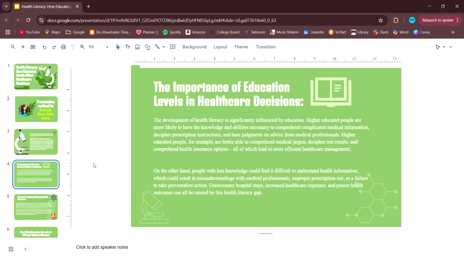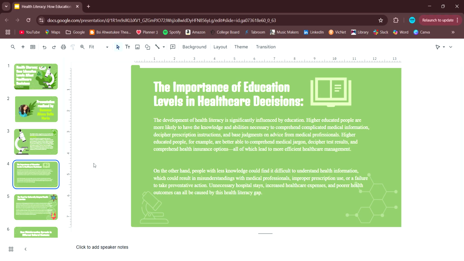So, what's the importance of education in healthcare decisions? The development of health literacy is significantly influenced by the education that one received. Higher educated people are more likely to have the knowledge and abilities necessary to understand complicated medical information, to understand their prescription requirements, and base their judgments on advice from medical professionals. Higher educated people, for example, are better able to understand medical jargon and vocabulary, understand basic test results, and understand what their health insurance options mean. All of this leads to more efficient healthcare management as a whole.